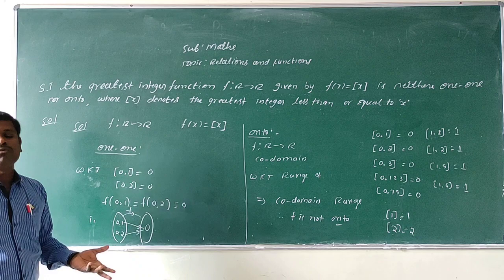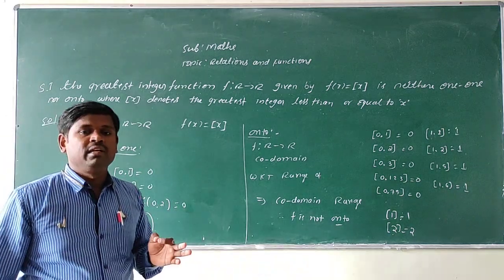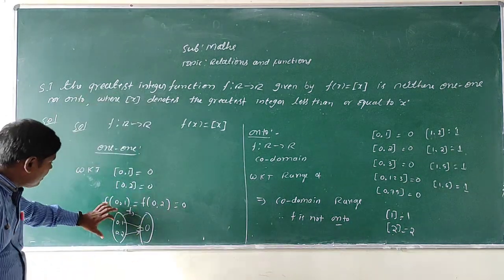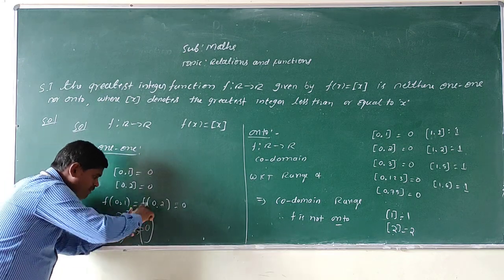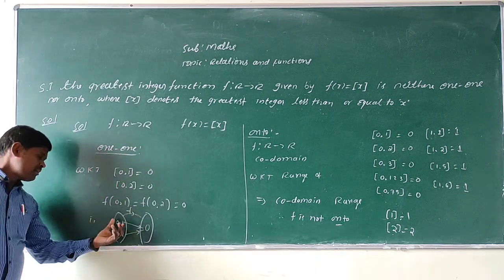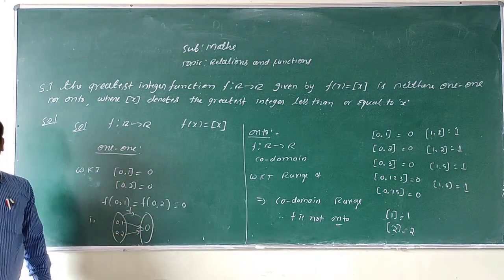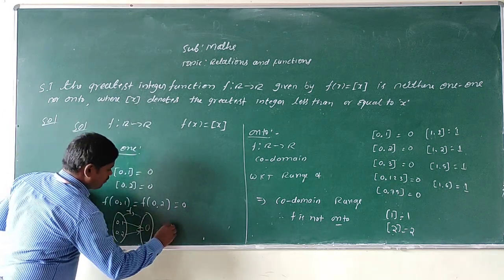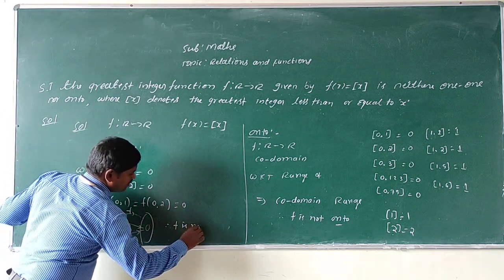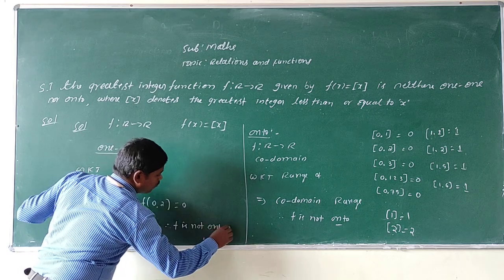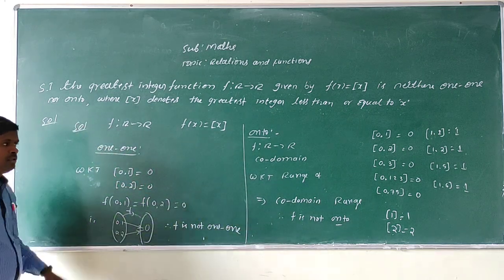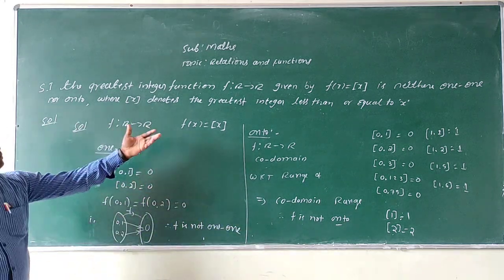By the definition, what are we looking at? Different elements of A have different images in this A. But here, different elements have the same image. Therefore, f is not 1-1. Is it clear? Okay, come to onto function.